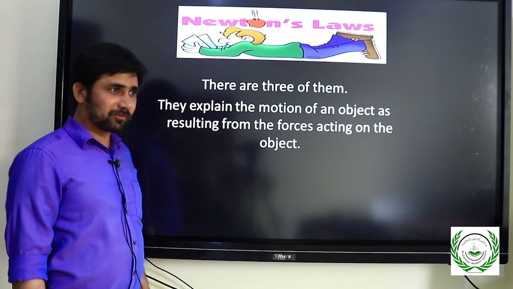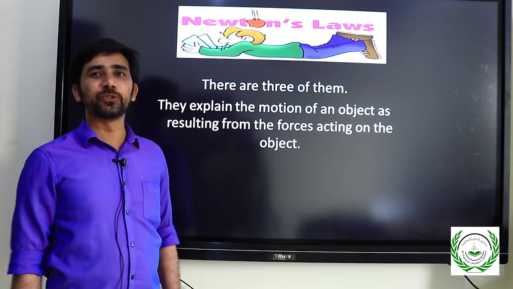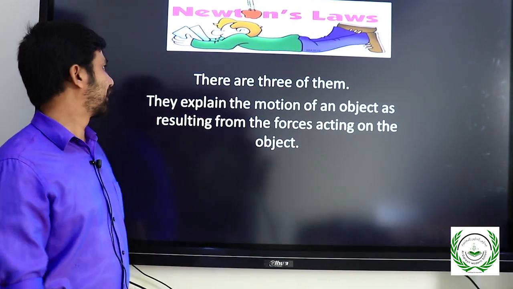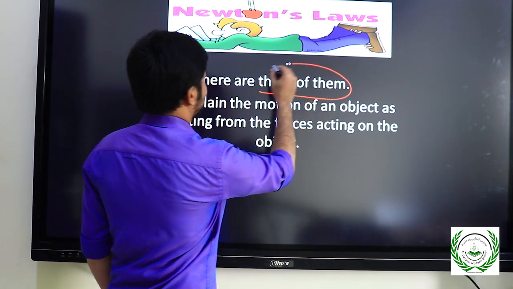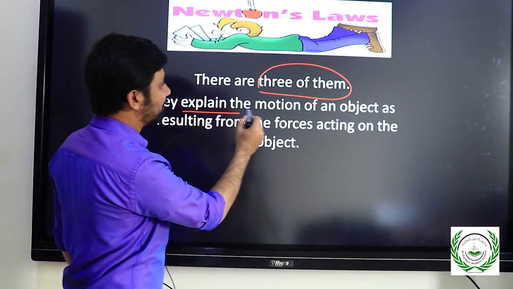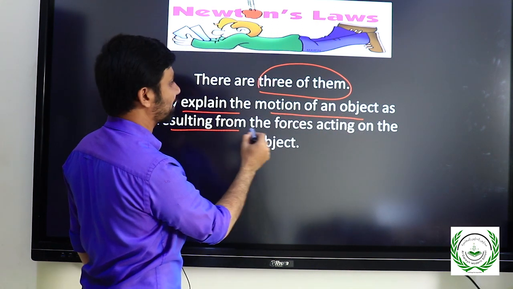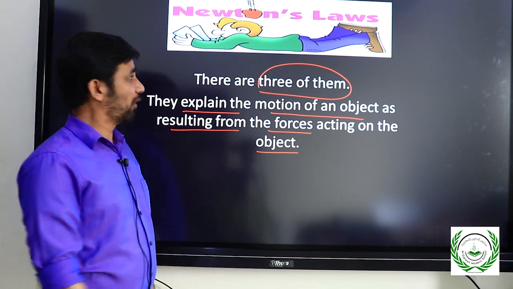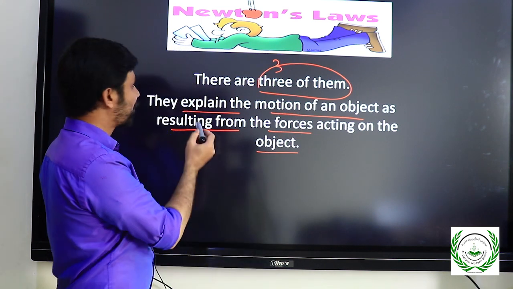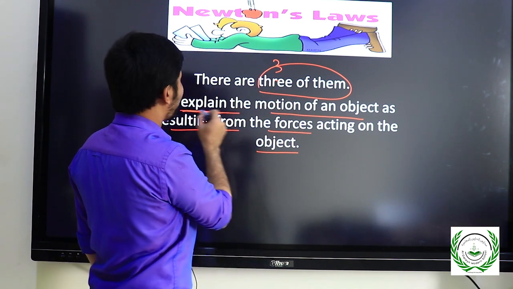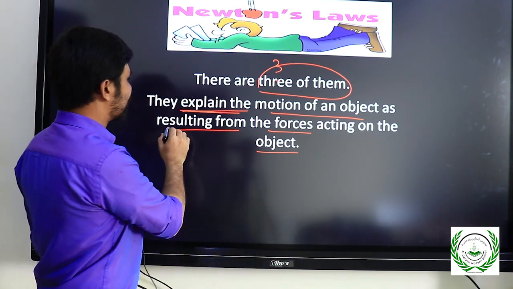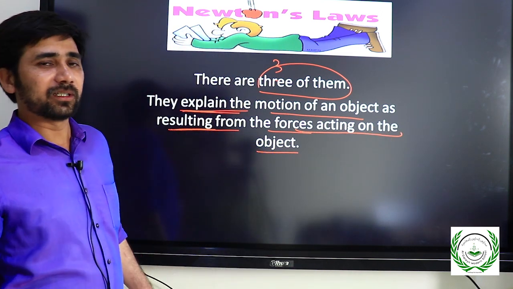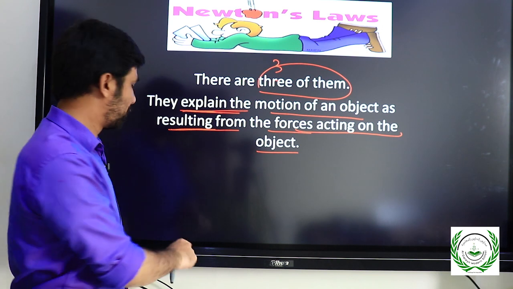Newton's laws. In lower classes we heard about Newton. The apple is falling and he found something like gravity, right? There are three of them. They explain the motion of an object as resulting from the forces acting on the object, how it is acting, where it is acting, everything. So there are three laws. Let's start.